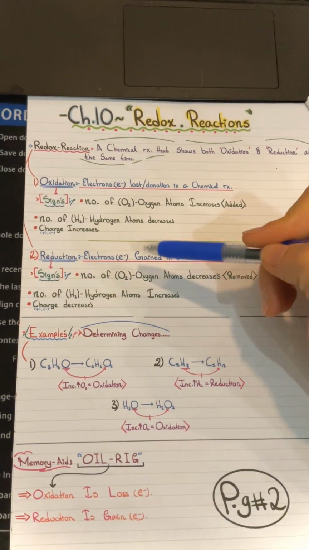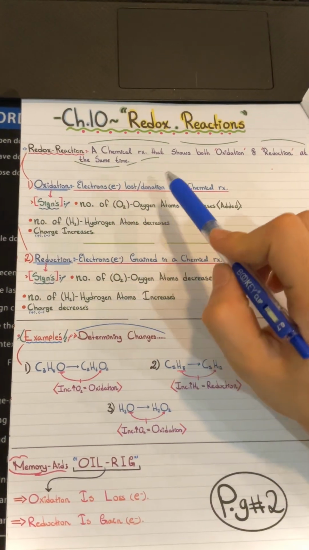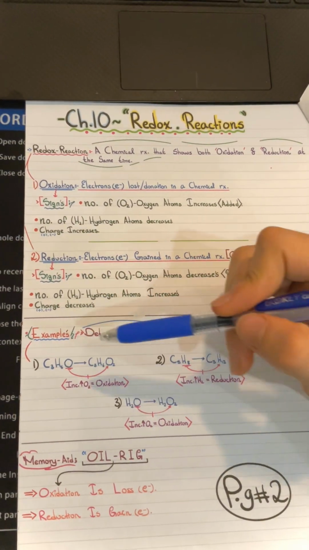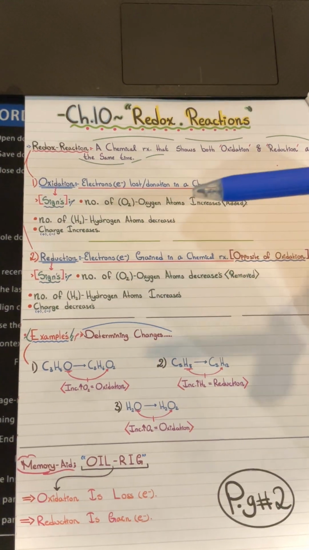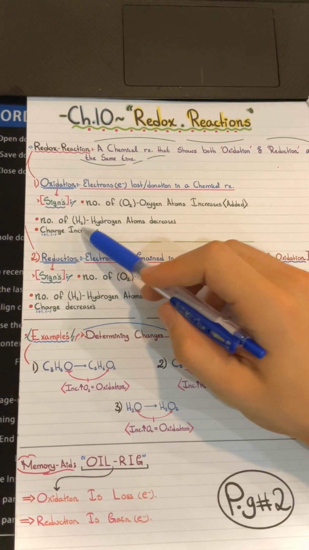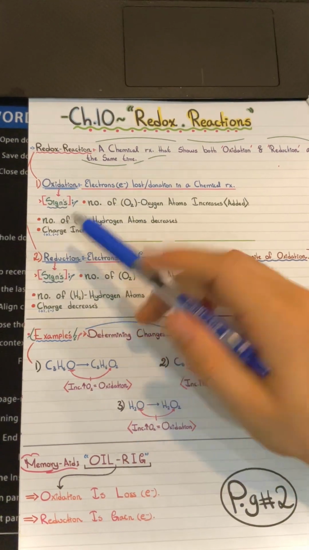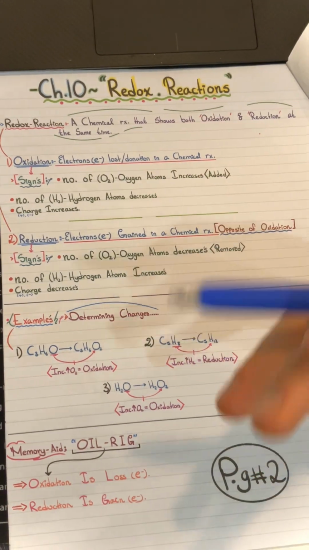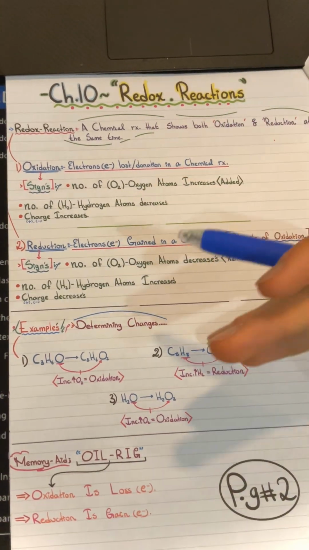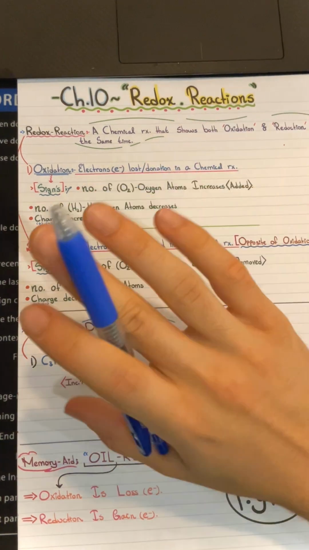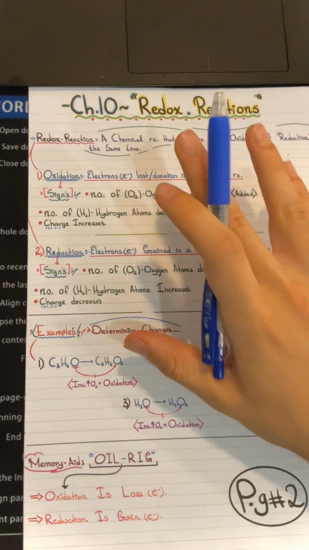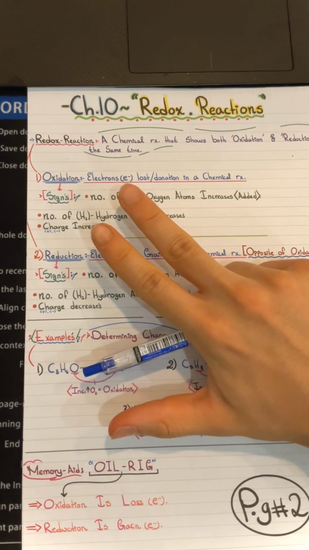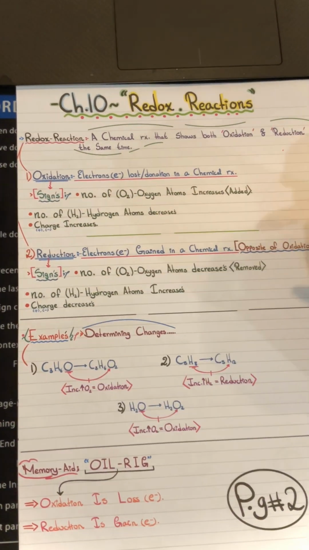Oxidation is loss or donation of electrons in a chemical reaction. Okay, signs of oxidation include the number of oxygen atoms increases, the number of hydrogen atoms decreases, and the charge or oxidation number increases. So oxidation is loss of electrons in a chemical reaction. Electrons are lost from the chemical reaction in the product side. The signs of oxidation: oxygen increases, hydrogen decreases, charge or oxidation number increases.